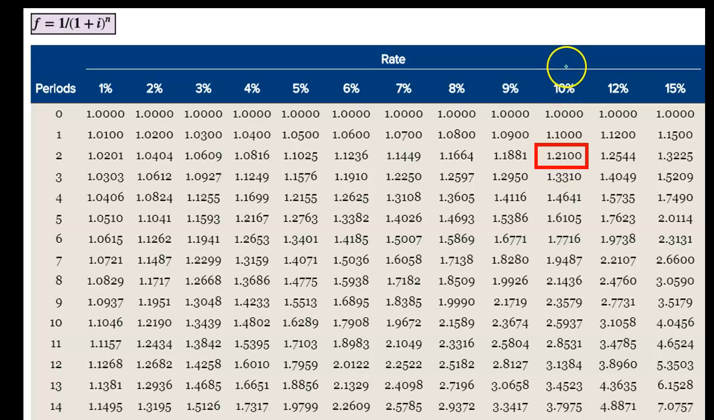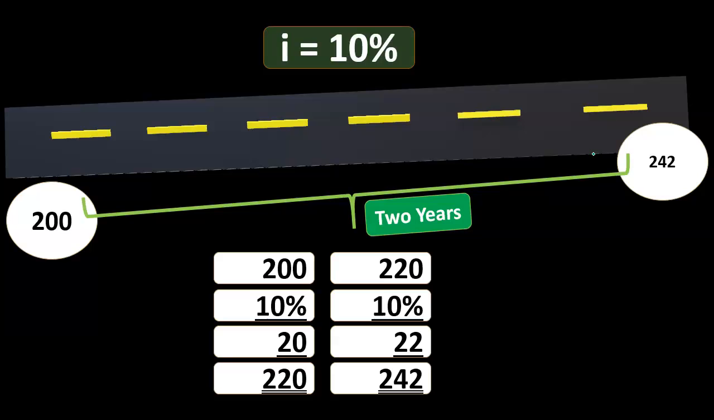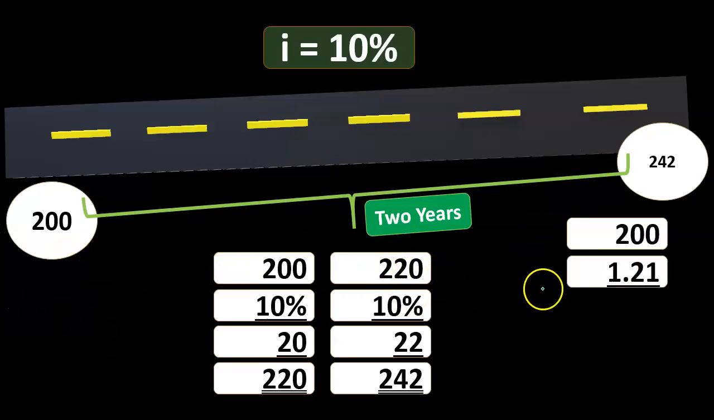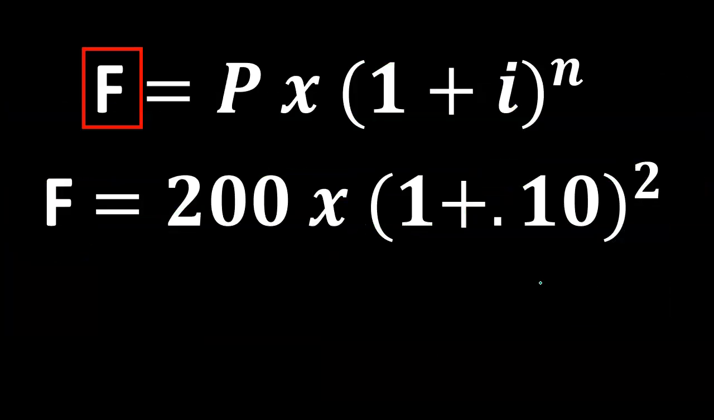So in our case, 10%, we have 2 years, that's 1.21. So if we see our calculation, we have the 200 starting at, we have the 1.21 from our table. That gives us our 242. That's the second way that we can calculate it, often used in testing situations. In practice, we will typically use Excel.